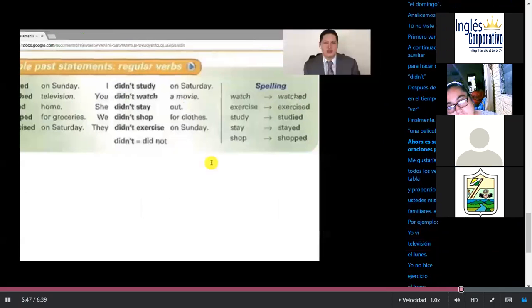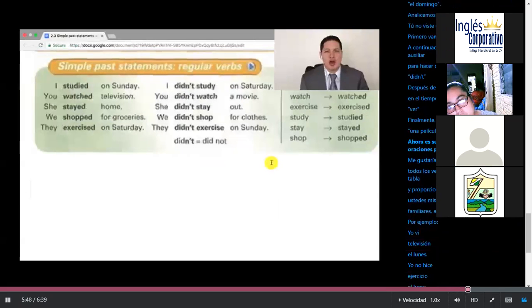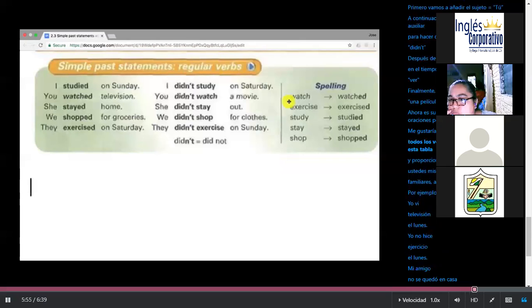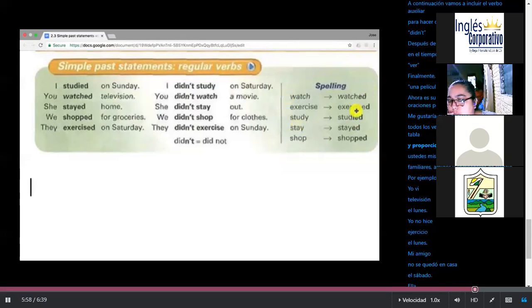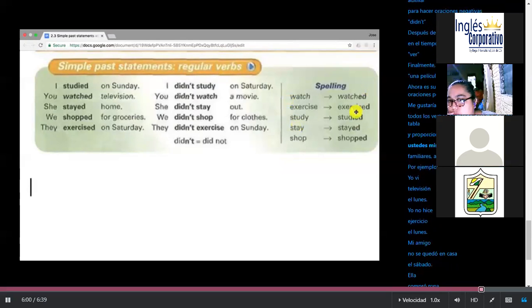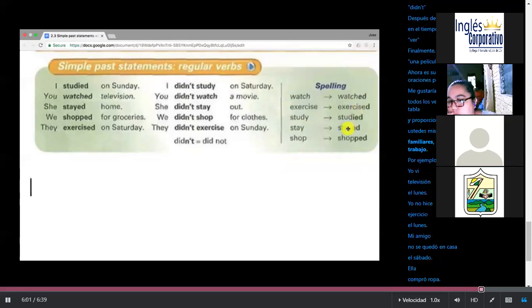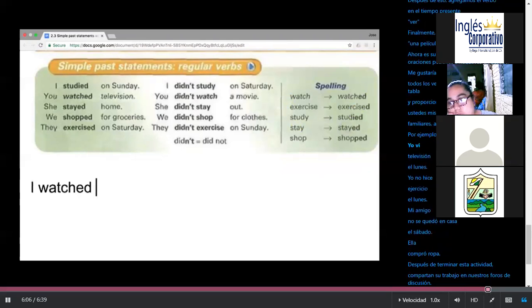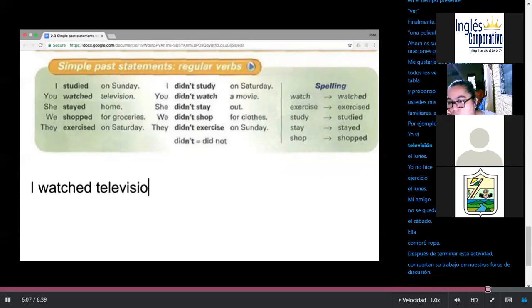Now it's your turn to practice making positive and negative statements in the past tense. I would like for you to use all the verbs on the right-hand side of the chart and provide similar examples about yourself, family, friends, and coworkers. For example, I watch television on Monday.